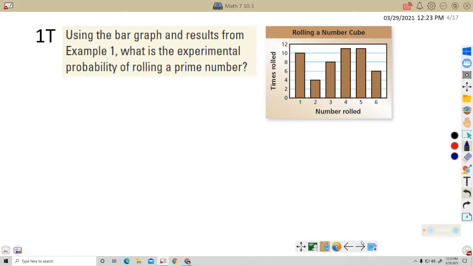Try this one. Using the same bar graph, what is the experimental probability of rolling a prime number? Now, if you forgot what a prime number is, it's a number that can only be divided by itself. In these lower numbers here, 2, 3, and 5. 2 is the only even prime number because all other even numbers can be divided by 2, so it makes them not prime. They're called composite. Okay, pause the video here, figure this one out, put your answer down, and then join me on the next.